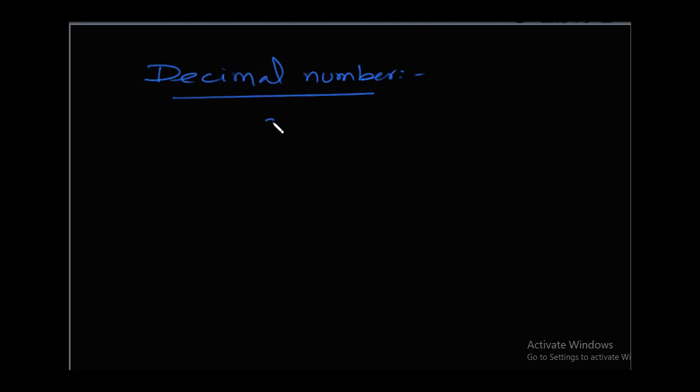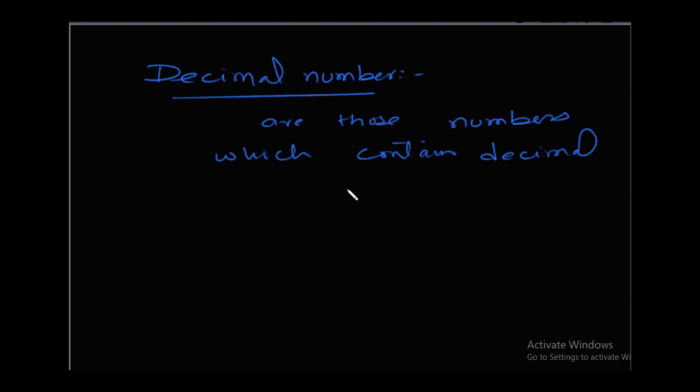Decimal numbers are those numbers which contain a decimal point. So let me write an example for this. For example, we have a number like 2.346. So this type of number is called a decimal number, and this point is called the decimal point.